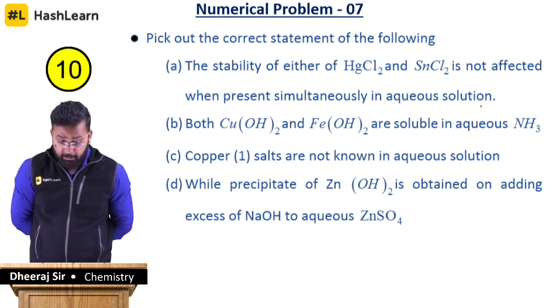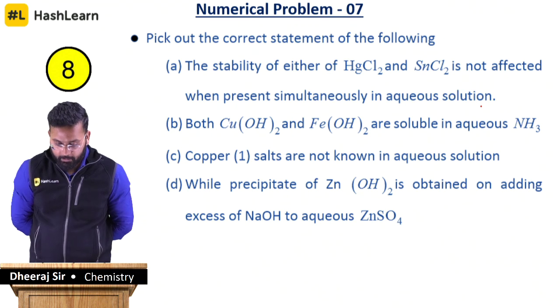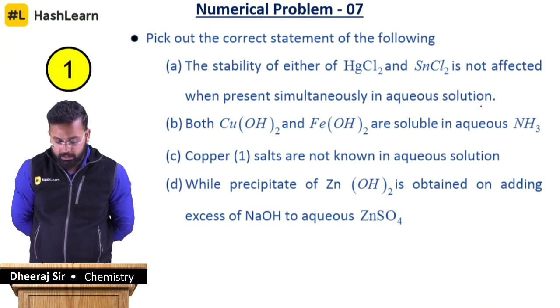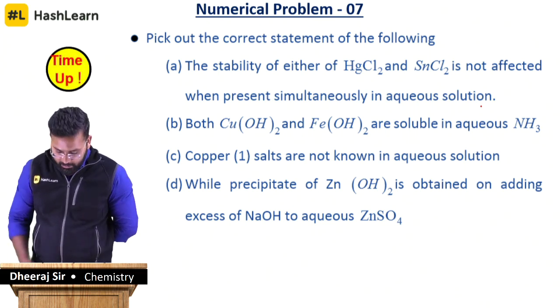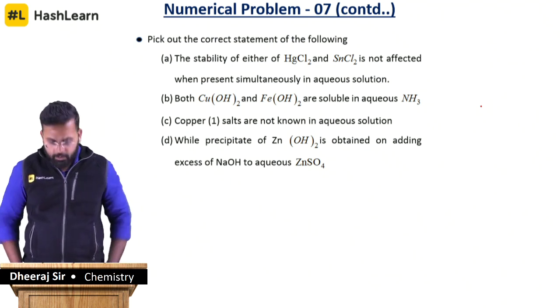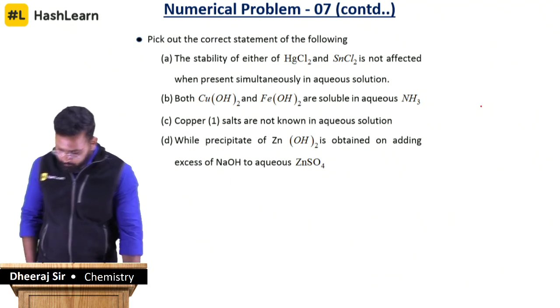While precipitation of Zn(OH)2, on adding excess of NaOH, we get, so they're trying to tell us that we get Zn(OH)2 on adding excess of NaOH to aqueous ZnSO4. So read through it once again. Let me know what is the answer.